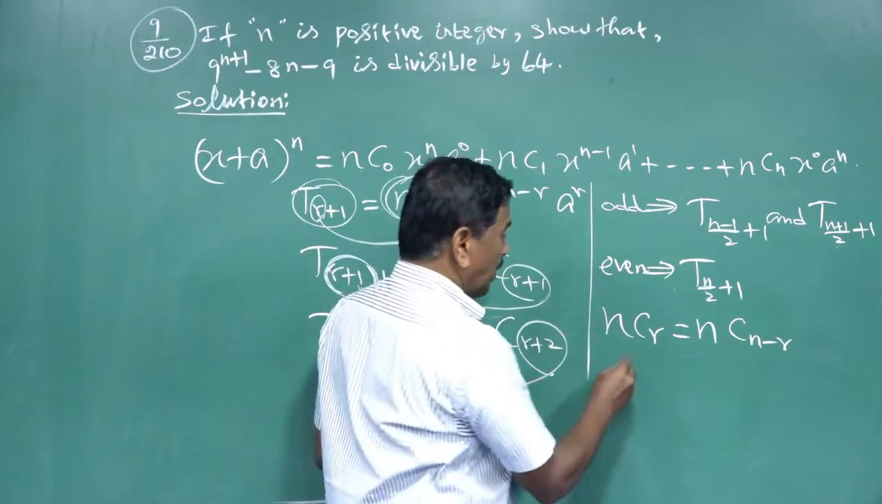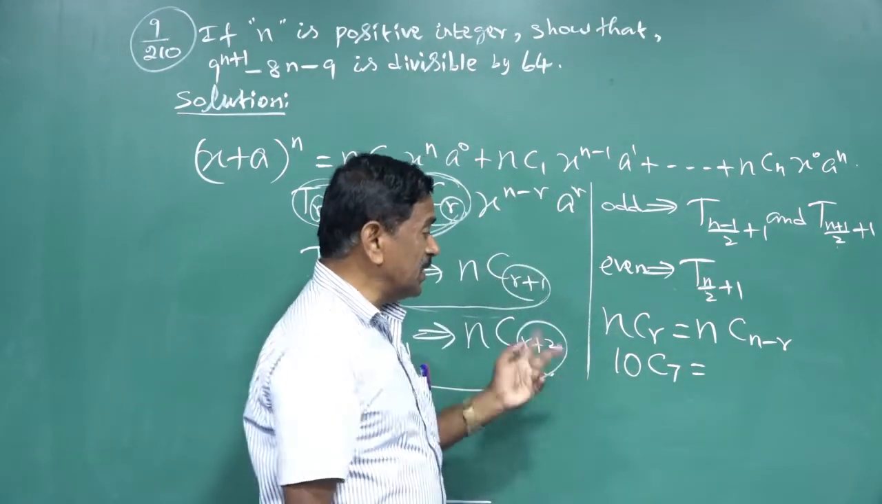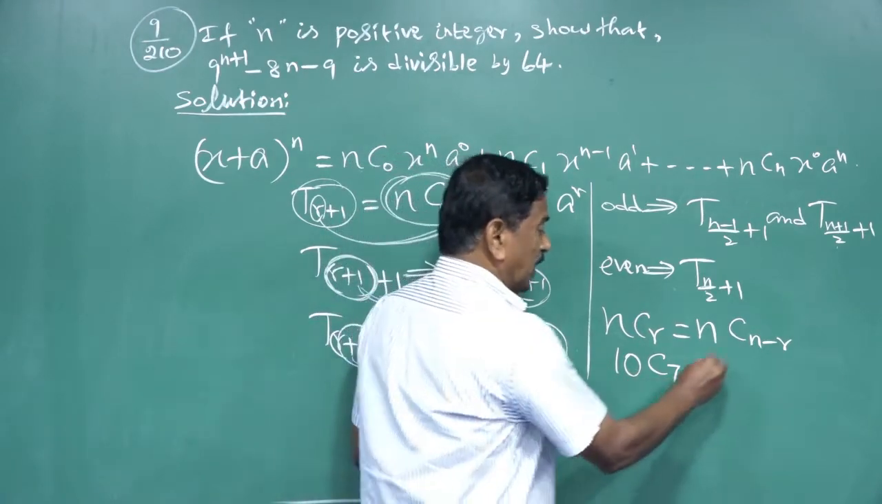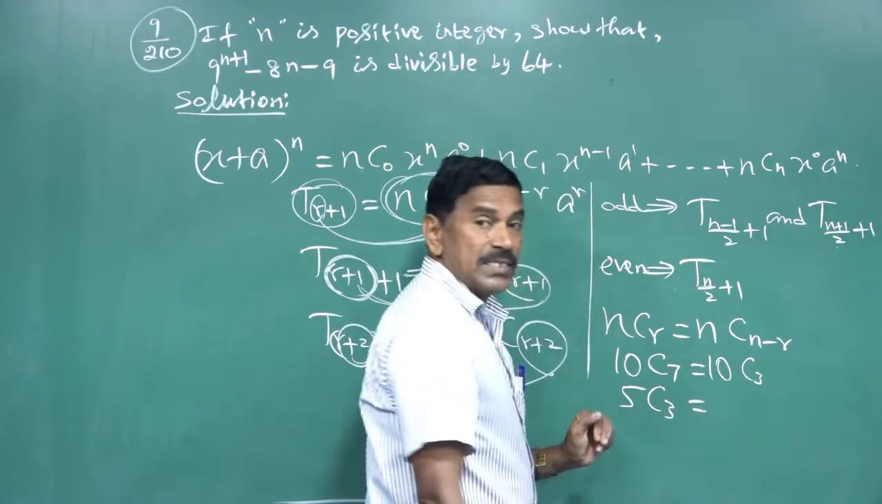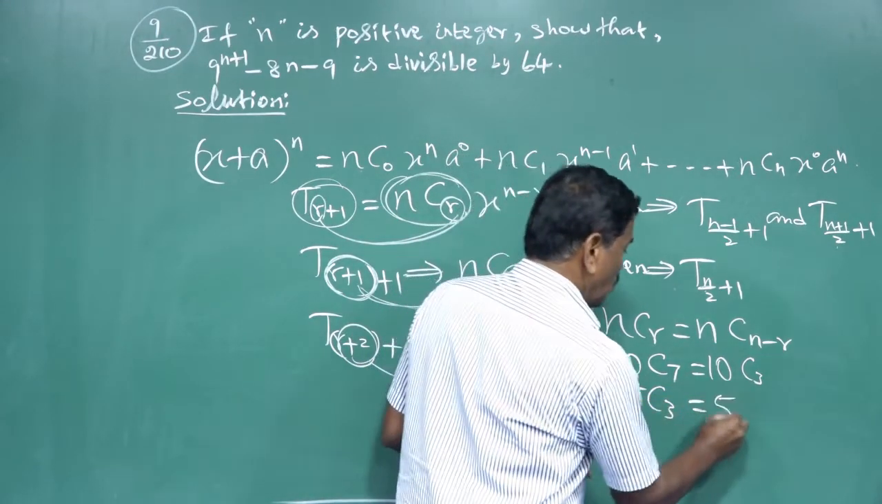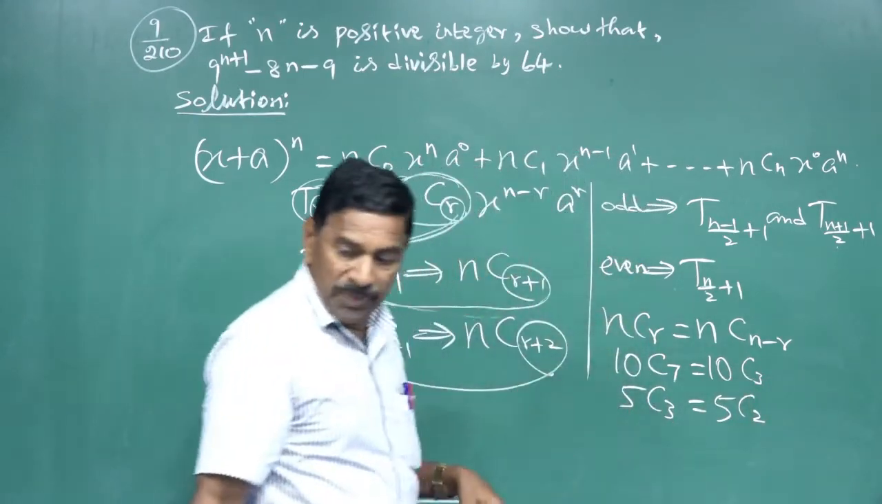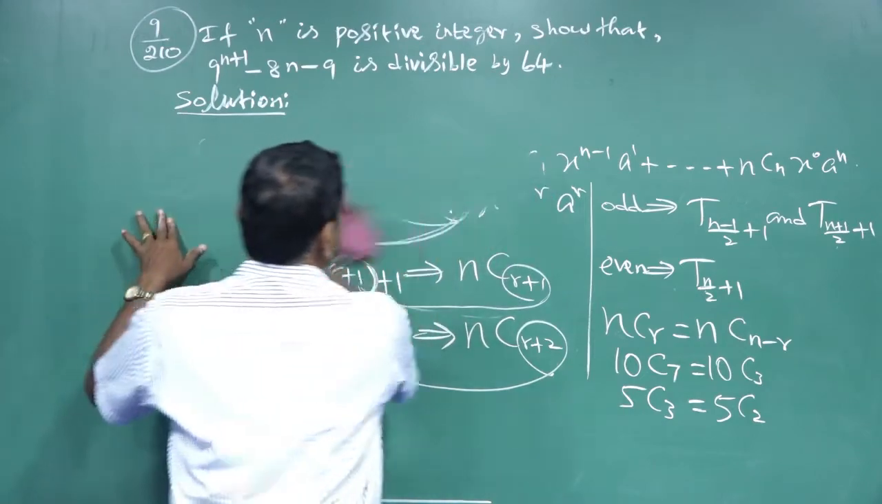Say for example, suppose 10C7. 10C7 is equal to 10C(10 minus 7), which is 10C3. Likewise, for example, 5C3 is equal to 5C(5 minus 3), so 5C2. So this is the revision, okay, revision complete.